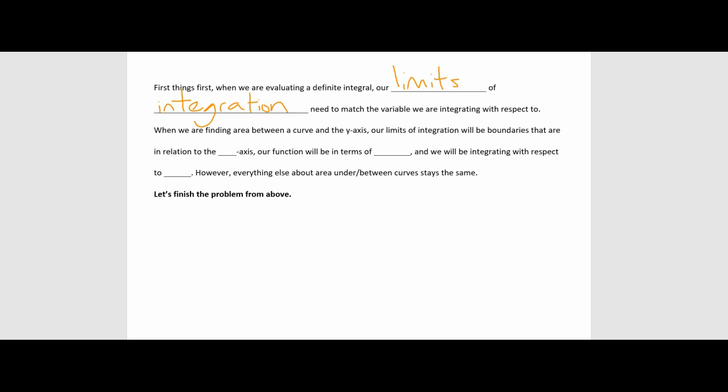So if our function is in terms of y, we're going to need to integrate with respect to y, and vice versa. When we are finding area between a curve and the y-axis, our limits of integration will be boundaries that are in relation to the y-axis. Our function will be in terms of y, and we will be integrating with respect to y. Everything else, though, the other ideas will stay the same. We already did the problem above. We kind of did this in reverse order, so we do not need to finish this one.